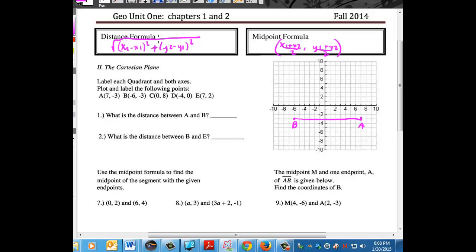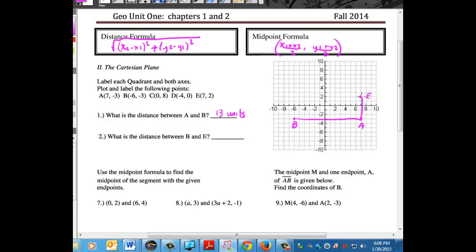Now, we can use this long formula if you want, but it's more work than necessary. Since this is a horizontal line, let's just count over. So we count from A to B: 1, 2, 3, 4, 5, 6, 7, 8, 9, 10, 11, 12, 13 units. Much easier than plugging that into the distance formula. Also, for point E, we can do the same. E is going to be 7, 2. Alright, so here's point E.